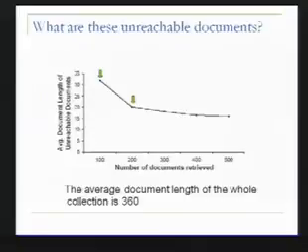average document length of unreachable documents, the documents which are not reachable by canonical queries, is just 35. So that explains why some of the documents are not at all reachable, because they don't have many terms to even be a significant document.